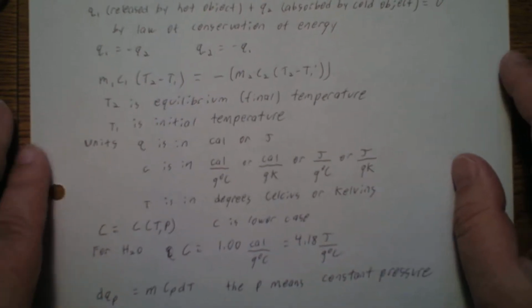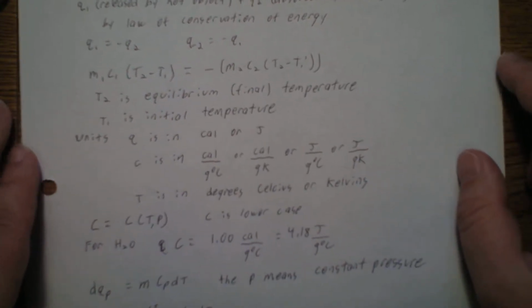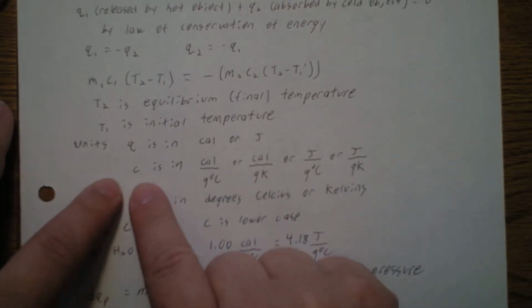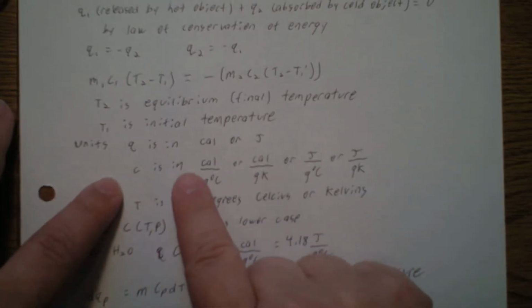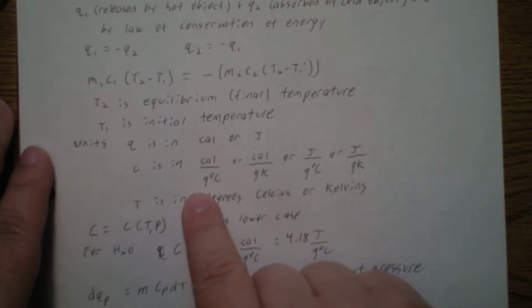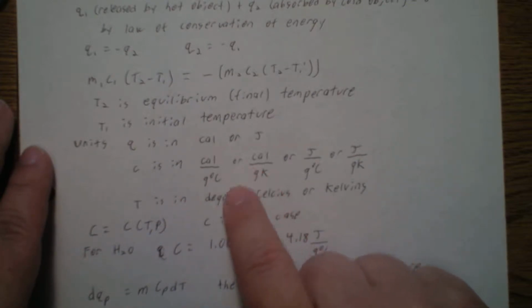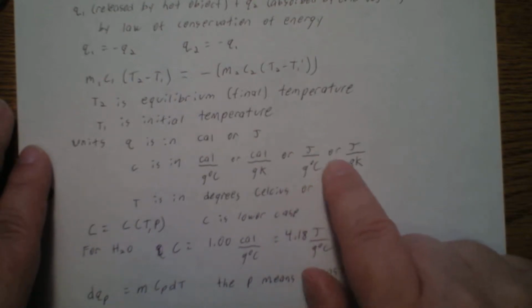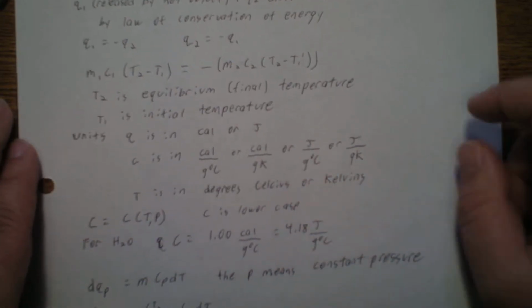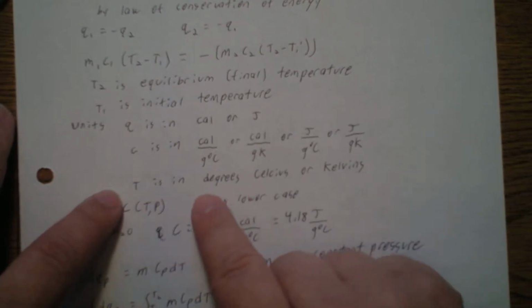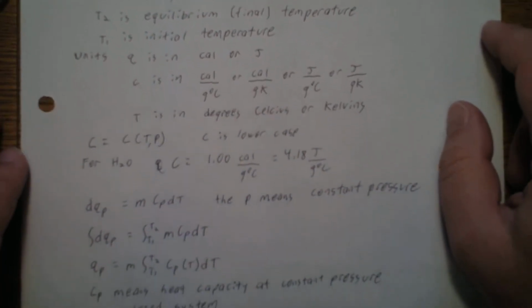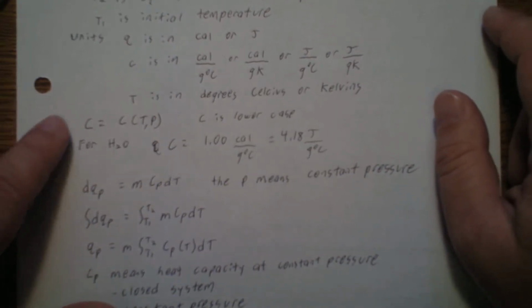Now the units for Q is a type of energy transfer, so it's in calories or joules. Now c, the specific heat, it could be in calories per gram per degree Celsius, or calories per gram per Kelvin, or joules per gram per degree Celsius, or joules per gram per Kelvin. Now remember, the temperature, it can be in degrees Celsius or in kelvins. We're not really going to do Fahrenheit or anything else in this class.